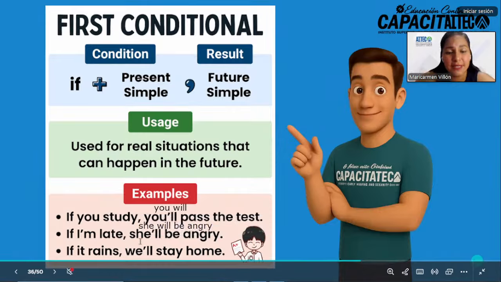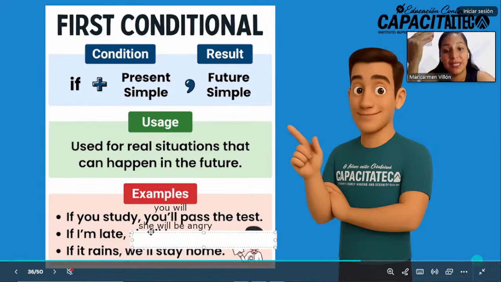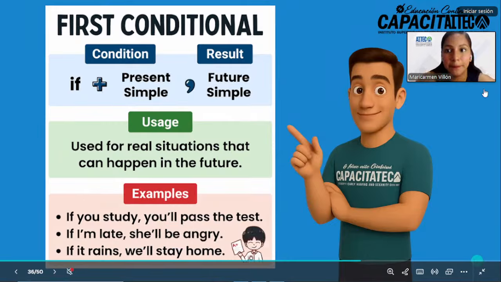If it rains, we will stay home. Vamos bien, entonces este condicional aquí. Si llueve, vamos a tener que quedarnos en casa. We will stay home. Entonces, esto, first conditional es eso. La condición, if más el presente simple y el resultado va a estar en futuro simple, es decir, vamos a estar utilizando este will. ¿Ok? Use for real situations that can happen in the future. Veamos, entonces seguimos explicando por acá con unos ejemplos.